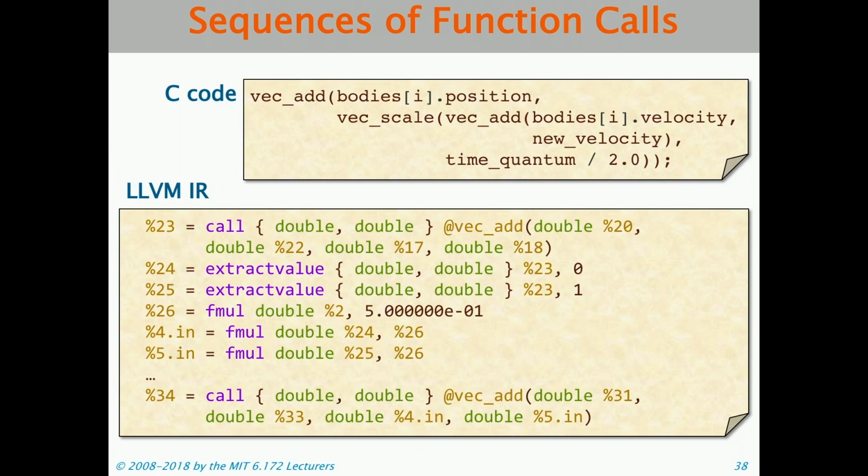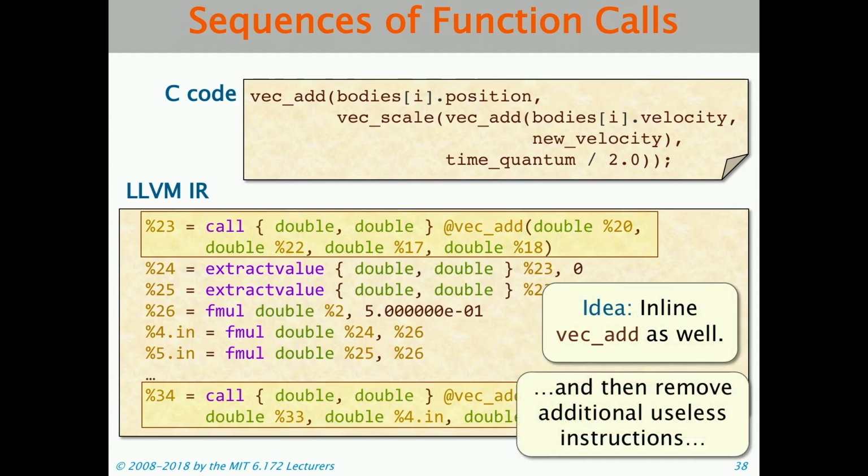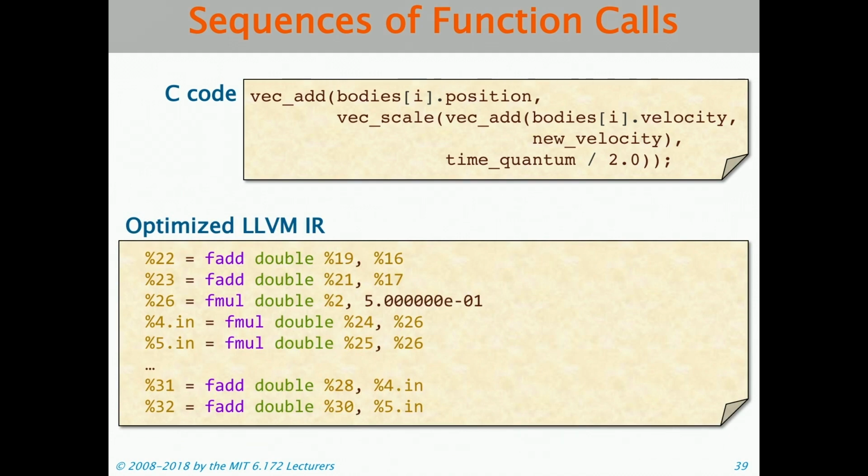Inline it. Do more inlining. Inlining is great. We'll inline these functions as well. And then remove all the additional, now useless instructions. We won't walk through that process, but the result of that process looks something like this. So in the original C code, we had this vecadd, which called a vex scale as one of its arguments, which called a vecadd as one of its arguments.